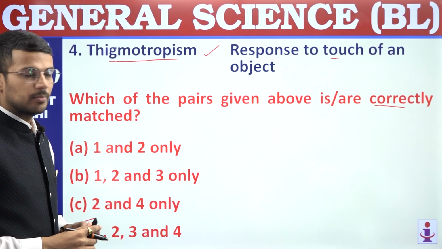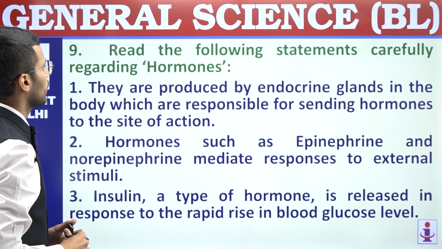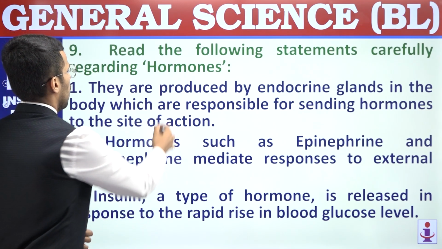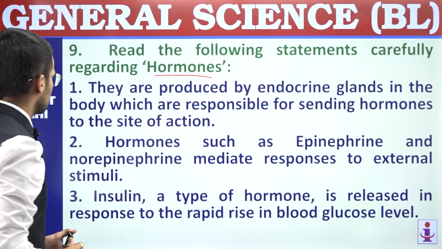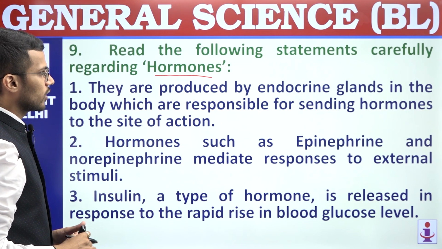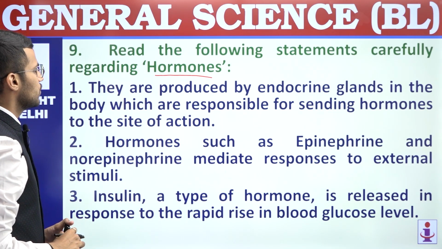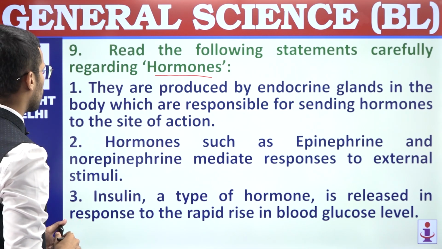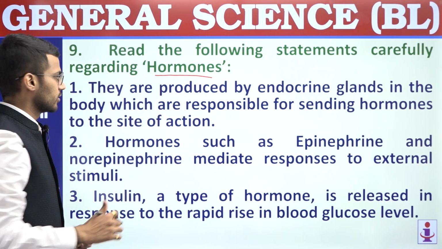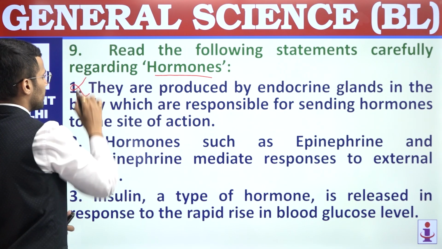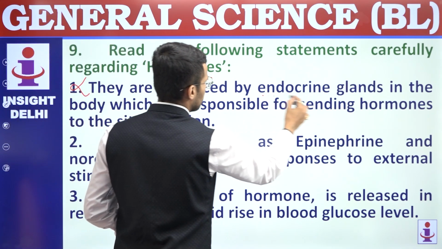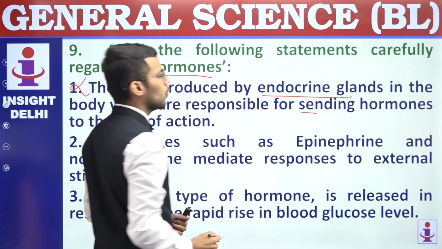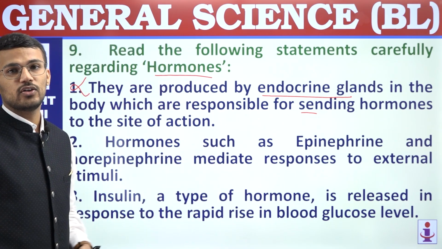Next question now, question number 9. Read the following statements carefully regarding hormones. First, they are produced by endocrine glands in the body which are responsible for sending hormones to the site of action. This statement is an incorrect statement because endocrine glands are not responsible for sending hormones to the site of action.